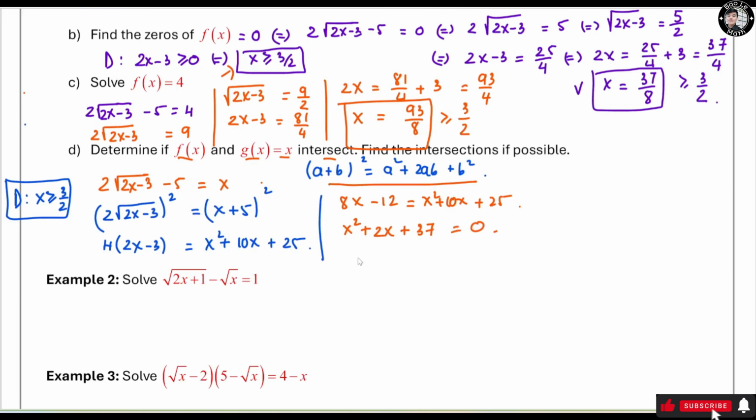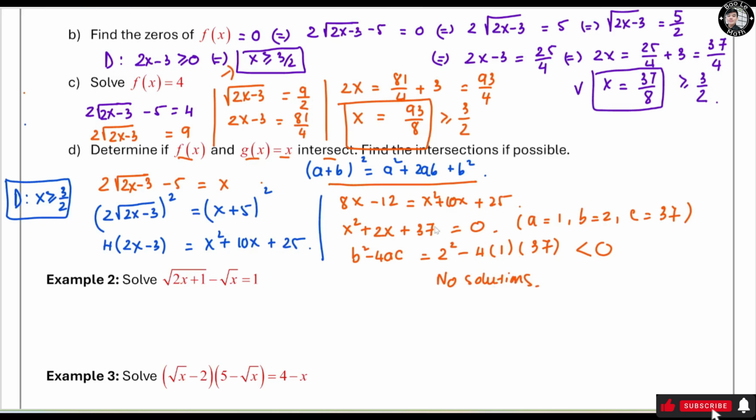Now we're going to use the discriminant to solve this quadratic equation, right? So the discriminant b squared minus 4ac is going to be 2 squared minus 4 times 1 times 37, because a equals 1, b equals 2, and c equals 37. Now this is less than 0, so the equation has no solution. If this has no solution, then the two graphs right here will not intersect.